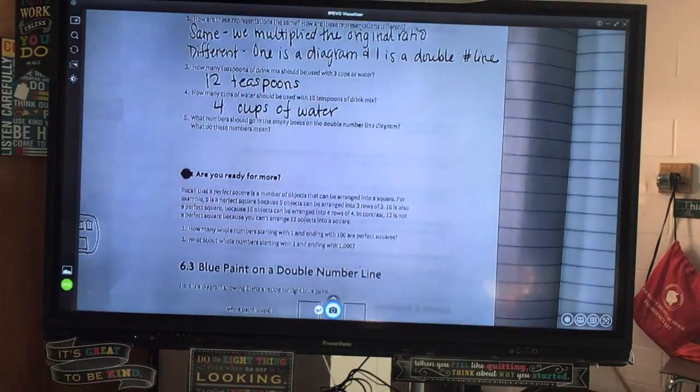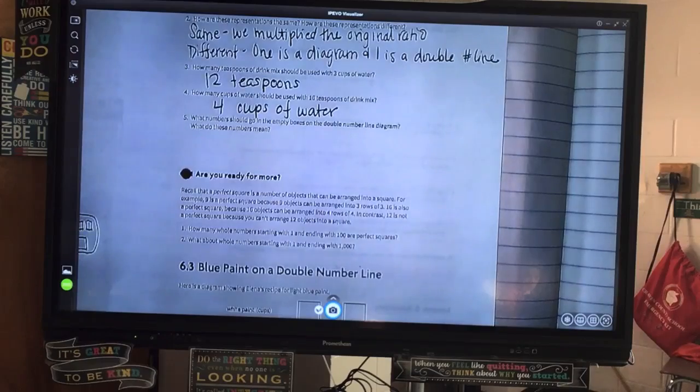And then number 5 says, what number should go in the empty boxes on the double number line? What do these numbers mean? Alright, so we already filled that out, correct? Yes. So what 2 numbers go in the boxes that we filled out? Any new friends? Because we all did this, so it's just simply raising your hand and telling me what they are.